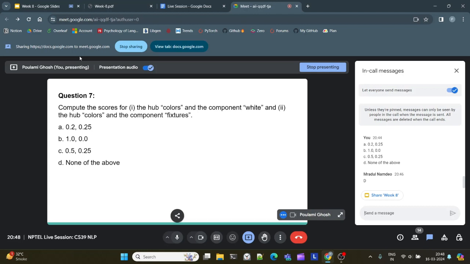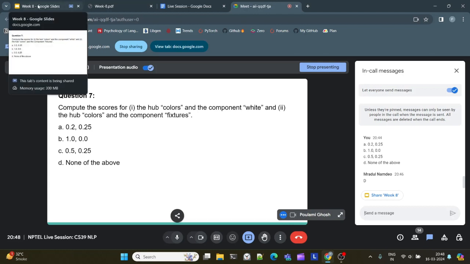I guess here it will be valid for ancestor. In the first part, color and white are ancestors, so I guess the distance would be 1. So 1/(1 plus 1) would be 1/2, which is 0.5. And for the second part, it says 0 otherwise, so I think it will be 0. So none of the above would be the answer, but I'm not sure.